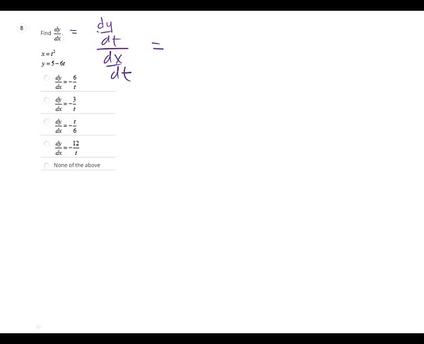So, not implicit necessarily. This is parametric. So dy dt means I'm taking the derivative of this. What's the derivative of 5 minus 6t? Negative 6. Good. And then the derivative of t squared is 2t. If I simplify that, I would get negative 3 over t, wouldn't I?